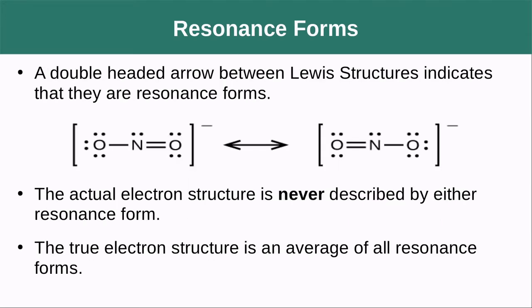So we're going to use a double-headed arrow in the center to indicate that these are resonance structures. And we will realize that the actual electronic structure is never described by either resonance form. So this is never really going to exist, and this is never really going to exist. What's going to exist is a resonance hybrid that is a combination of the two.